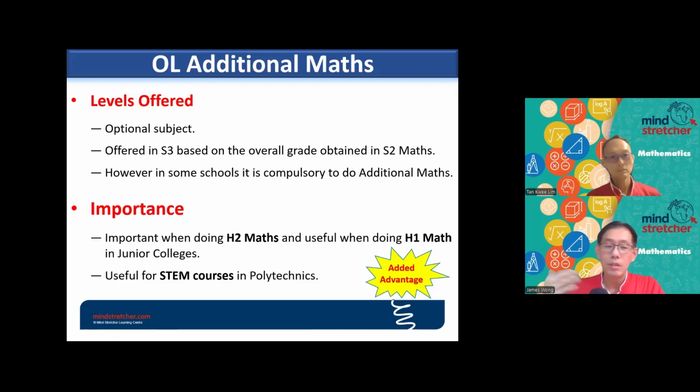Now, what is useful to note is the importance of additional math. Additional math is important if you are planning to do H2 mathematics when you go to JC. A lot of things that you learn in additional mathematics will be the basic foundation that will support your learning when you do H2 mathematics in JC. Just to give everyone an idea, in JC, you can take mathematics at two levels, H1 or H2.